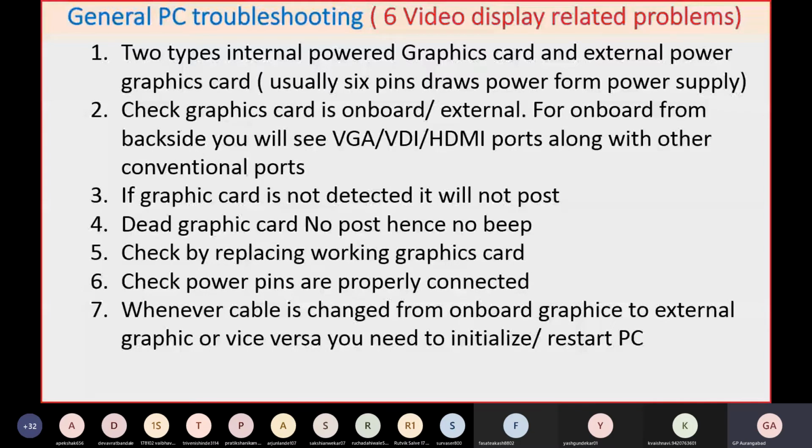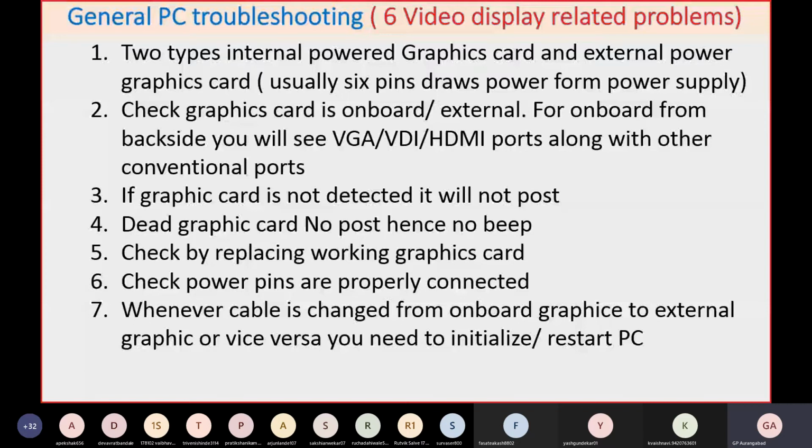This is video display related problems. So again, we already said when to perform the POST test, you need to have the CPU in place, you need to have RAM in place. Obviously, the motherboard has to be there, but at the same time, you should have your VGA card connected. Unless these things are there, your computer will not be able to perform a POST test. Otherwise, POST is not possible.